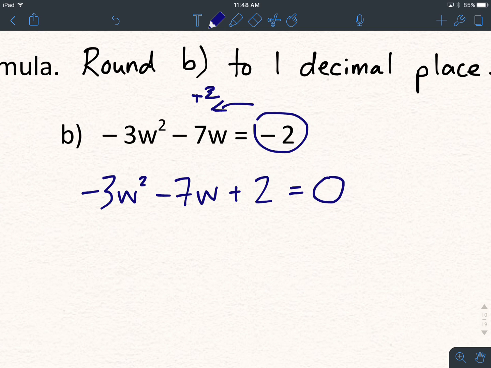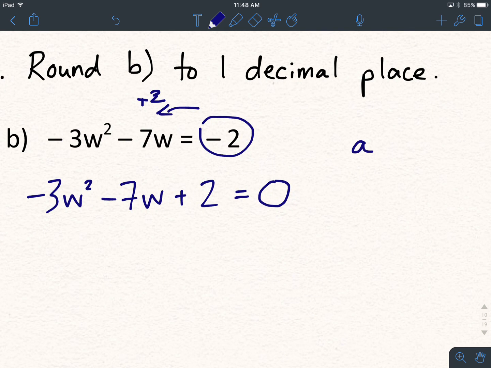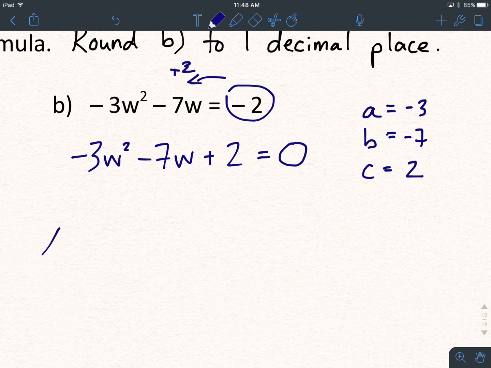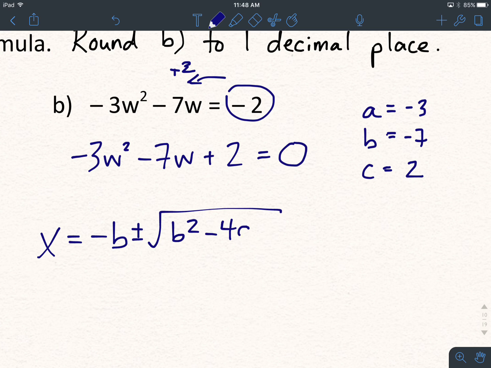Now this is a quadratic equation in standard form, or similar to standard form. My a value will be the coefficient in front of the squared term, that's negative 3. My b value will be the coefficient in front of the linear term, the one with just one w, and that's negative 7. And c is our constant value, 2. Our first step is to rewrite the formula: x equals negative b plus or minus the square root of b squared minus 4ac, all over 2a.